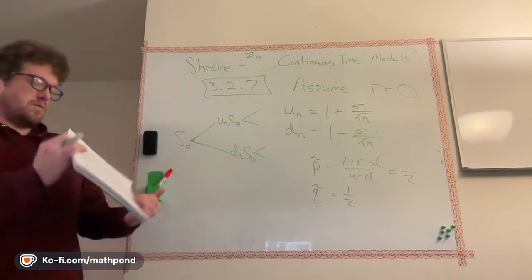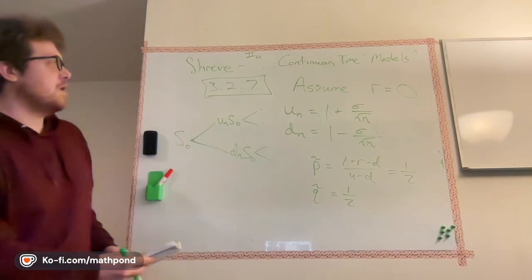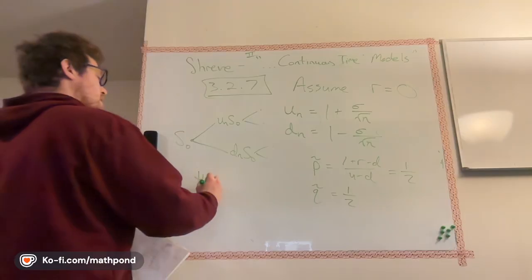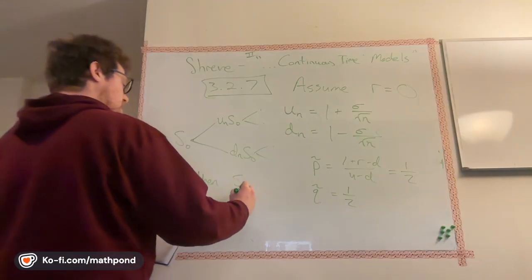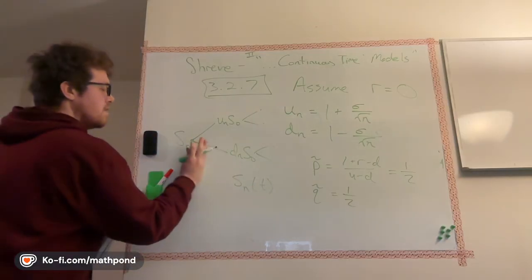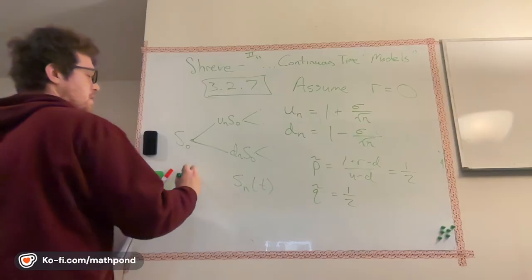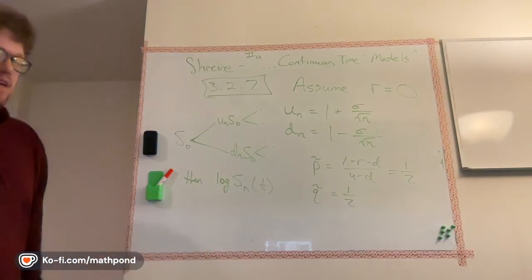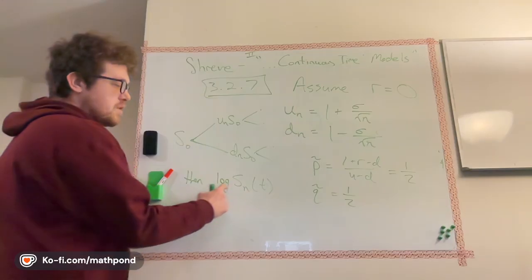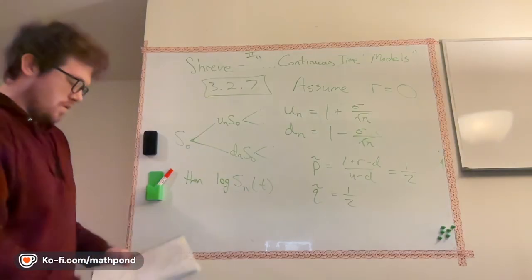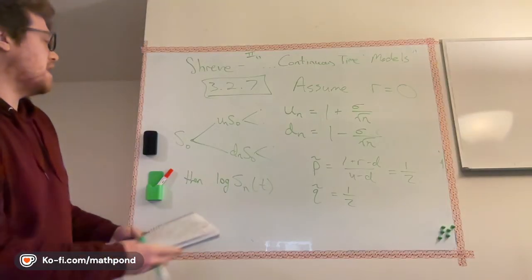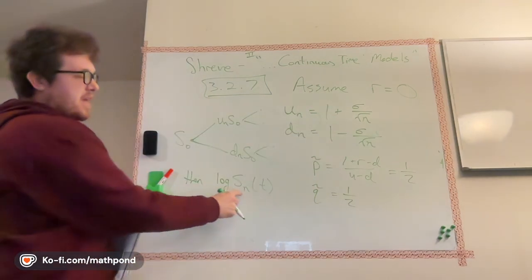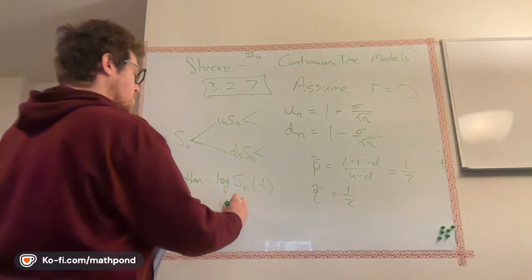Okay, so in this case, when n goes to infinity, the theorem is that S_n of t, or actually log of this, is normally distributed. So this is log base e. I'll just write log, but it's log base e. So the log of S_n of t. Do I need a t? I guess t is just the period, right? So log S_n of t is normally distributed.